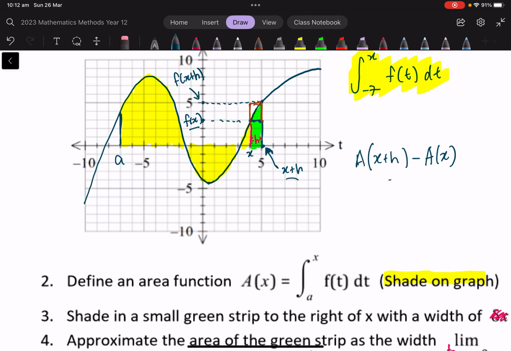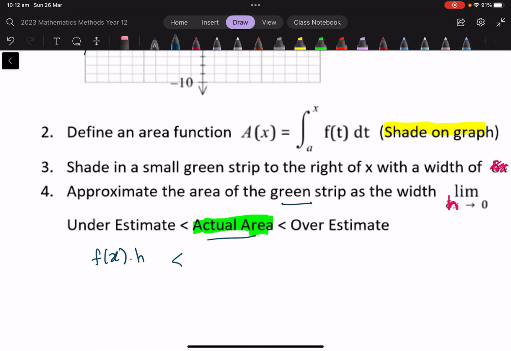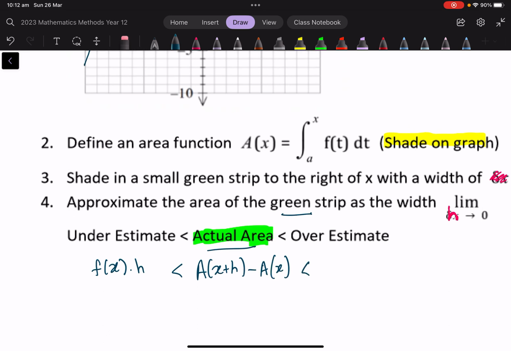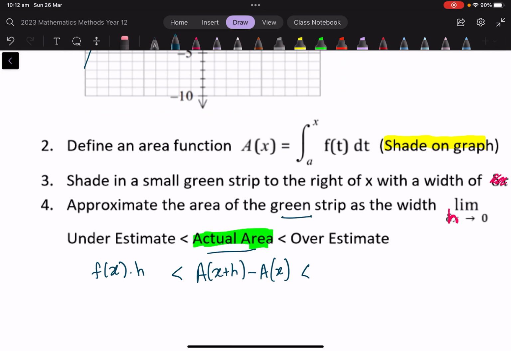So think of composite areas, composite shapes. If we work out the area function all the way up to x plus h, and we subtract the area function to x, we will get left with the area of the trapped green section. So that's that bit there. So we'll write A of x plus h minus A of x. And all of that is going to be less than the area of the overestimate rectangle.